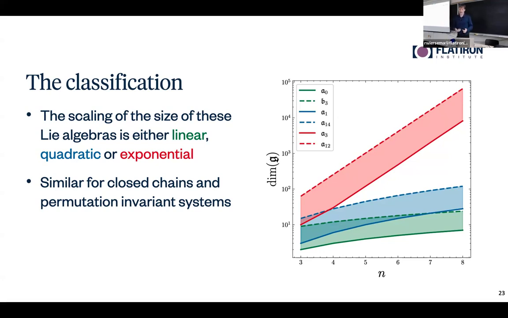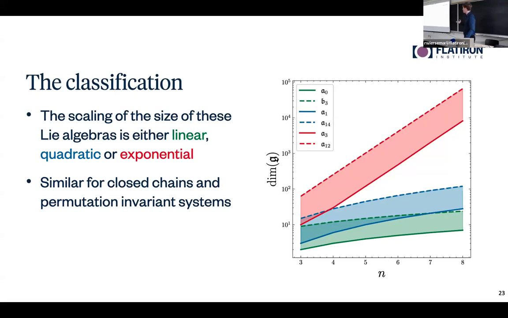So yeah, I was kind of disappointed by that because I was hoping for some exotic thing to show up here, but maybe these constraints are too strong, and this is just what you're gonna get. And this picture is kind of the same for the closed chains and the permutation invariant system. So there's nothing really exotic scaling here, unfortunately.